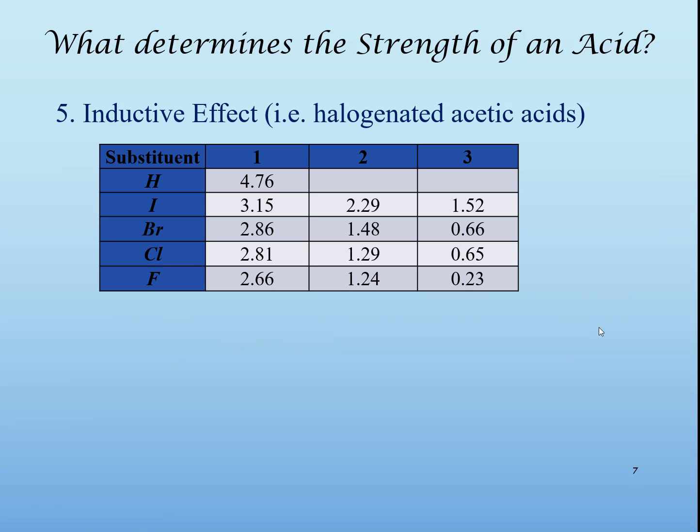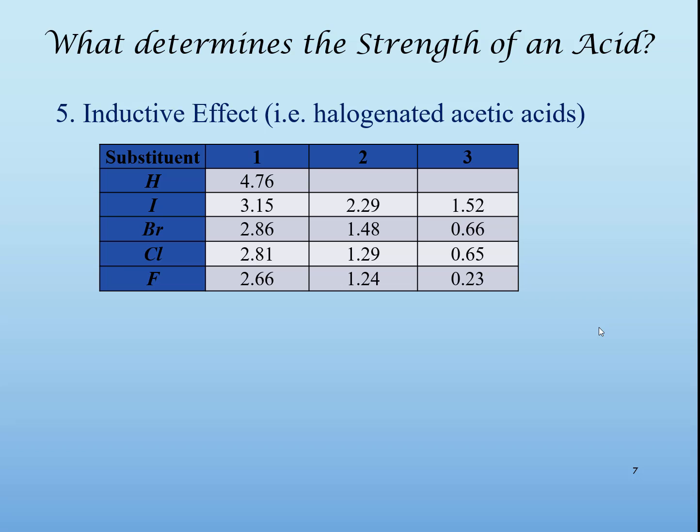The next factor we're looking at is the inductive effect. In this case, we're looking at halogenated acetic acids. Acetic acid itself has a pKa value of 4.76. If we substitute one of the hydrogen atoms on the methyl group with a halogen atom, we do see an increase in acidity, and the more electronegative the element is, the stronger the effect is.